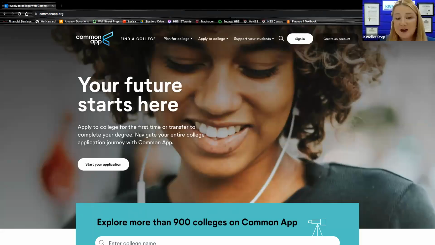Good. The first thing we're going to look at right now is the Common App. This is where it all begins. We start with the Common application, all right? So what we're going to do is create a dummy account, and we're going to start looking at what 12th graders see, okay?